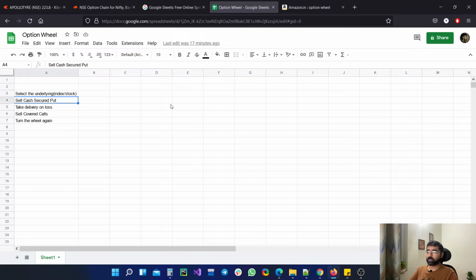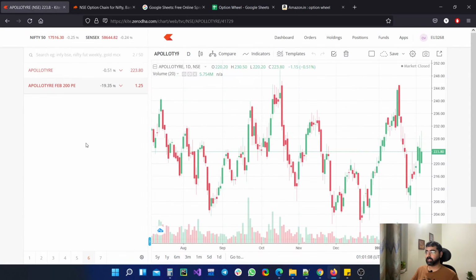So the next step would be to sell the cash secured put. So what exactly is a cash secured put? Basically it means that whenever I am selling a put, I should have the cash with me to be able to buy that stock in the equity market, the normal cash market, if the stock falls to the strike price of that put. So let me explain that with an example.